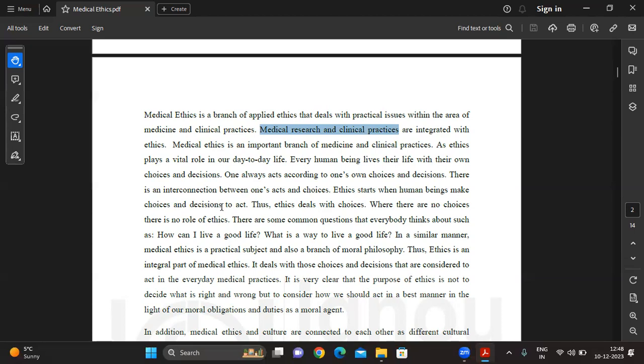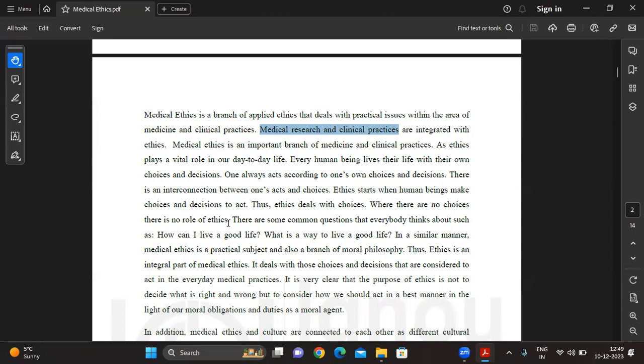मगर अब ethics का question तब आएगा जब हम we start acting on our choices and our decisions. कि मैंने जब कुछ एक्शन लिया अपने चॉइस पे या डिसीजन पे, उससे किसी को फायदा पहुंचा या किसी को नुकसान पहुंचा. That is the question of ethics, right? So it deals with choices. Ethics deals with choices. Where there are no choices, there is no role of ethics.